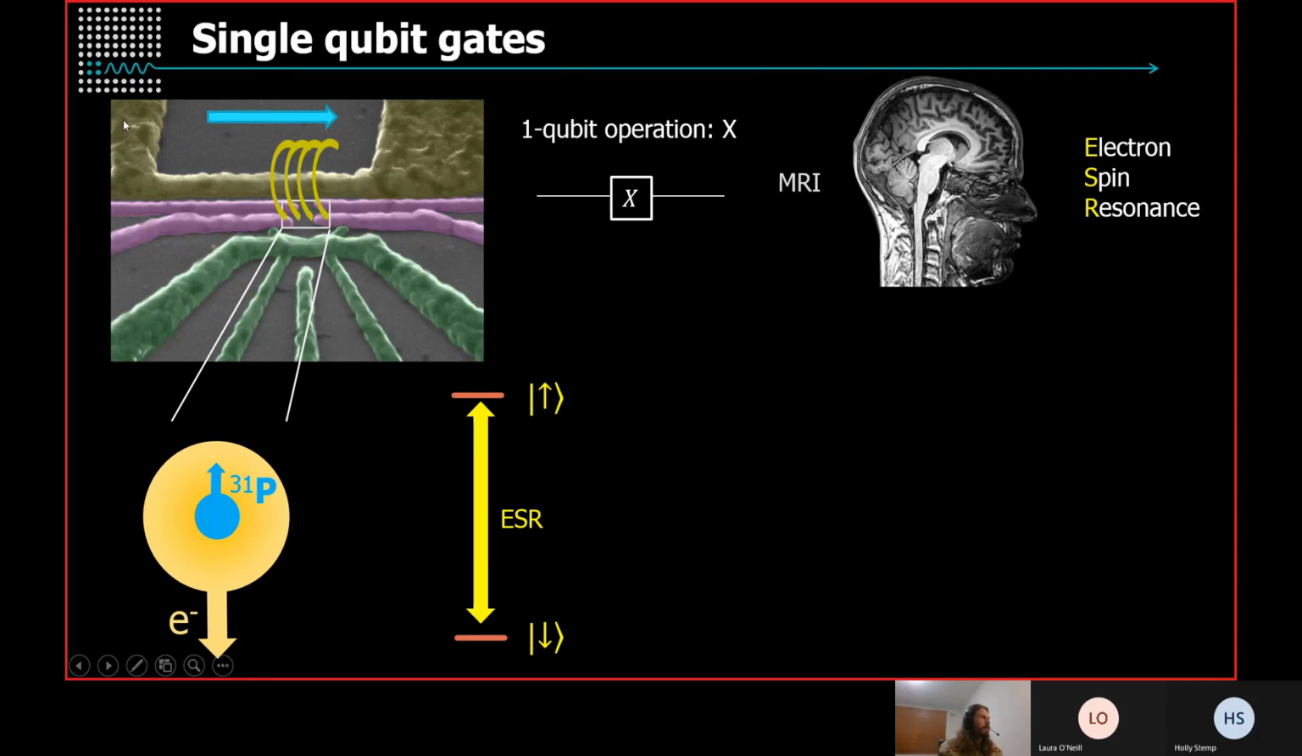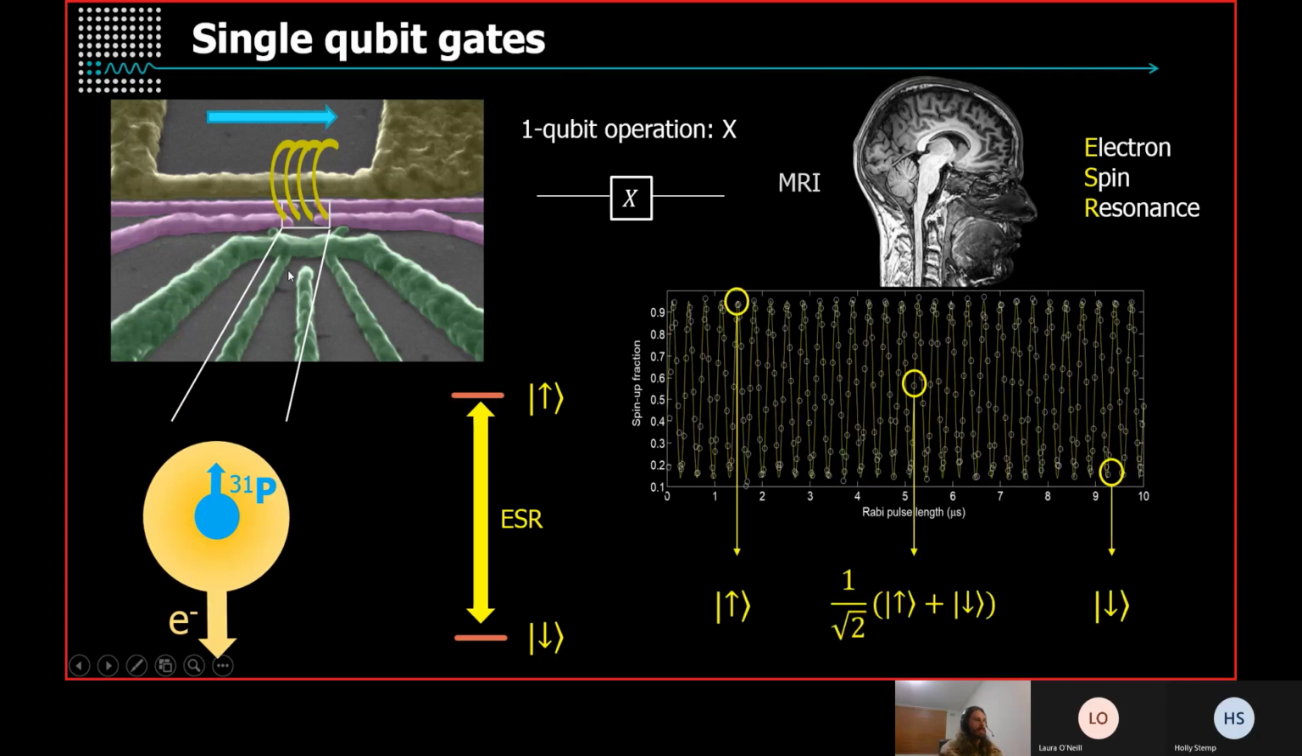So what we do is we use this microwave antenna to apply resonant magnetic driving fields that can drive transitions between the up and down state. So here we apply the pulse and then drive transitions between the electron states. And here is a measurement from our lab where we show the spin up fraction as a function of driving time. You can see that we go from an up state to a down state periodically. And actually in between these two extreme cases, we have something that we identified as a speciality of quantum theory before, which is a superposition state.